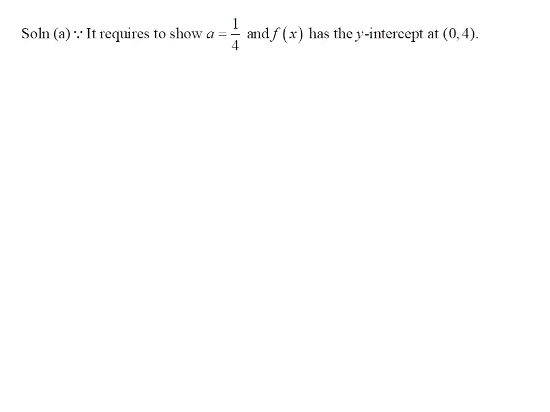Now we start to solve part A of the first question in section B. Since part A is to show that a equals 1 over 4, and based on the given y-intercept at the coordinates (0, 4), f of 0 equals 4. Hence, a multiplied by (0 plus 2) squared, multiplied by (0 minus 2) squared, equals 4. Solving this equation, we obtain the value of a, which is 1 over 4.